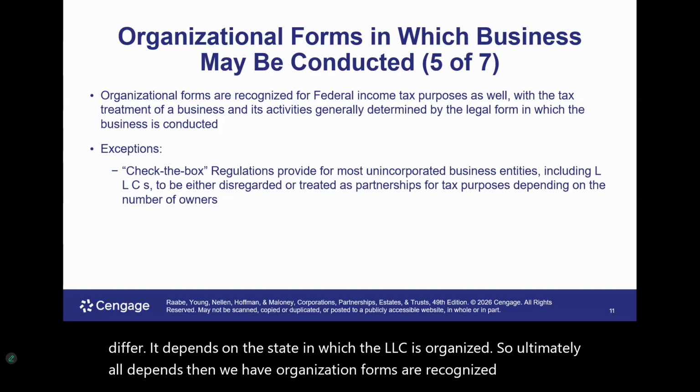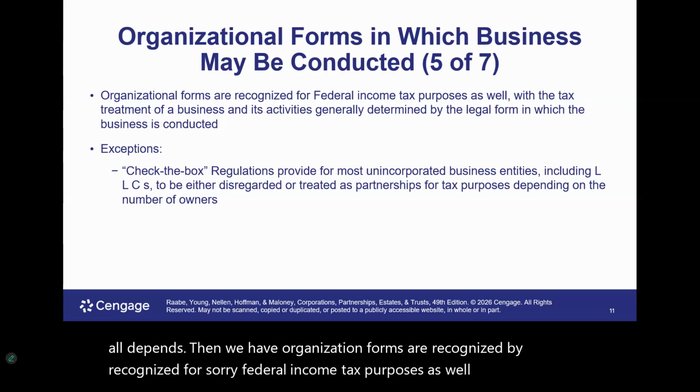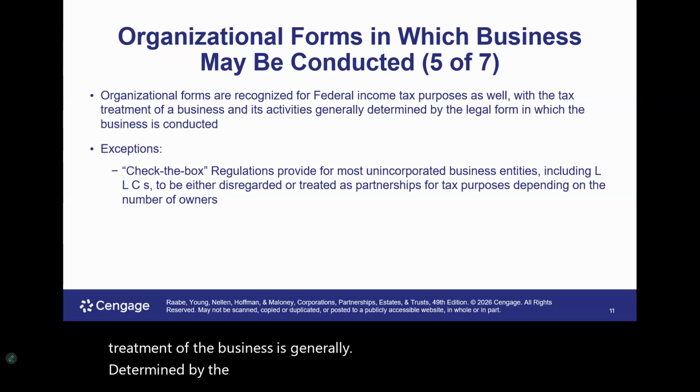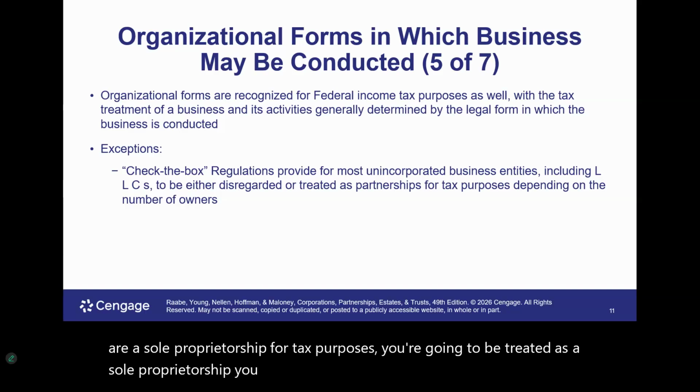Then we have organization forms recognized for federal income tax purposes as well. The tax treatment of the business is generally determined by the legal form in which the business is conducted. So if you are a sole proprietorship, for tax purposes, you're going to be treated as a sole proprietorship. You file Schedule C on your federal tax return. But there is an exception.